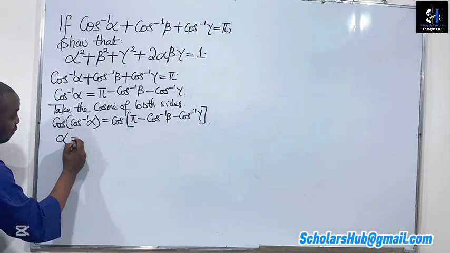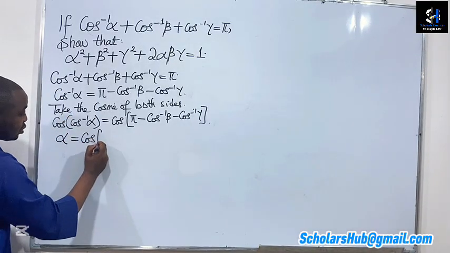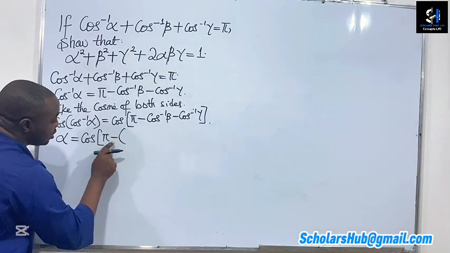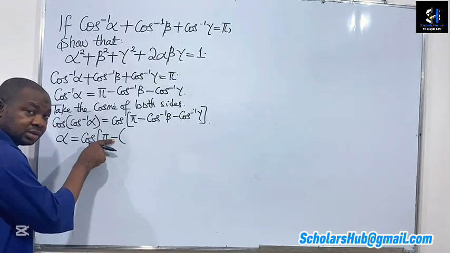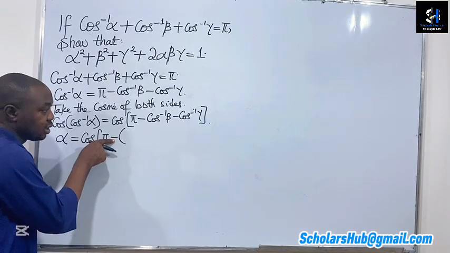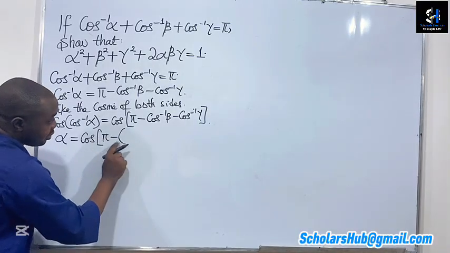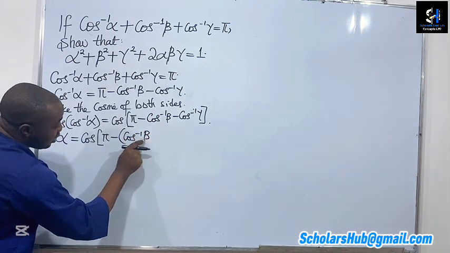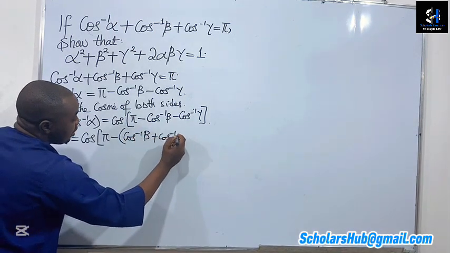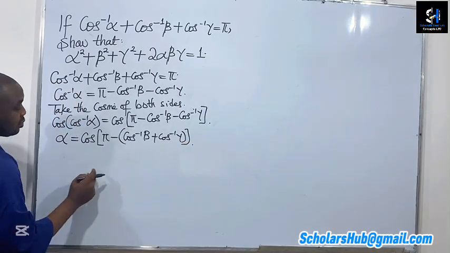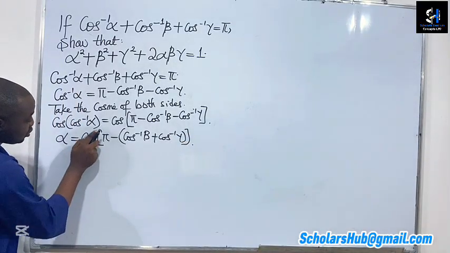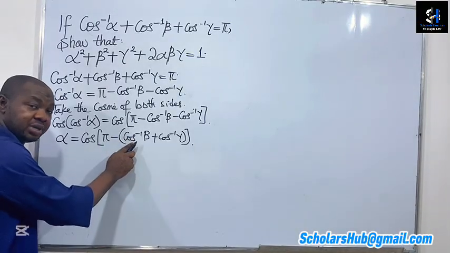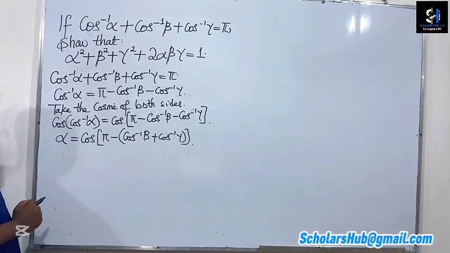So this will reduce to alpha equals cos square bracket pi minus. I can make the minus sign precede the parentheses, so that within the parentheses will be inverse cos of beta plus inverse cos of gamma. So that we have cos square bracket pi minus parentheses inverse cos of beta plus inverse cos of gamma.